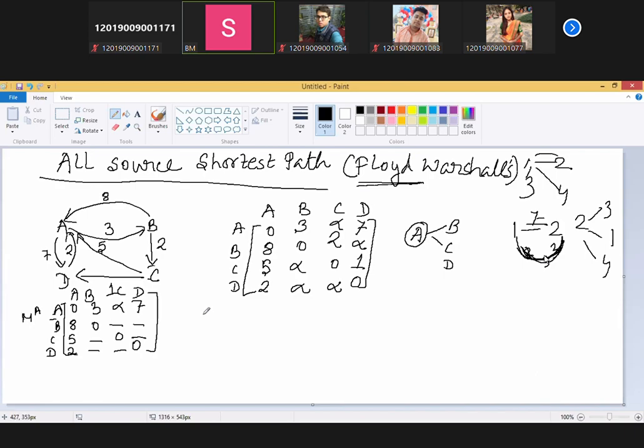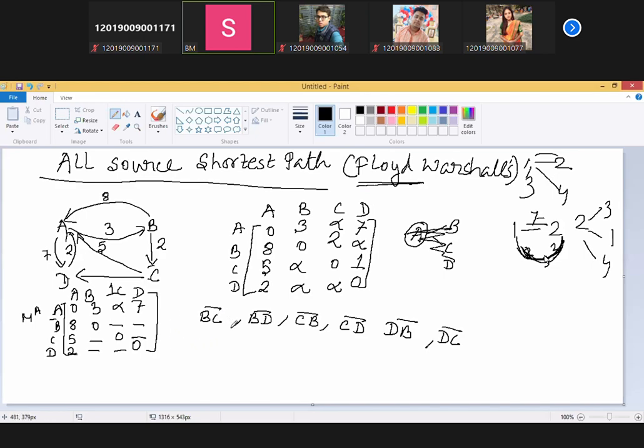These many means you need to find BC, BD, CB, CD, DB, and DC. And in each case, you need to take A as your intermediary.